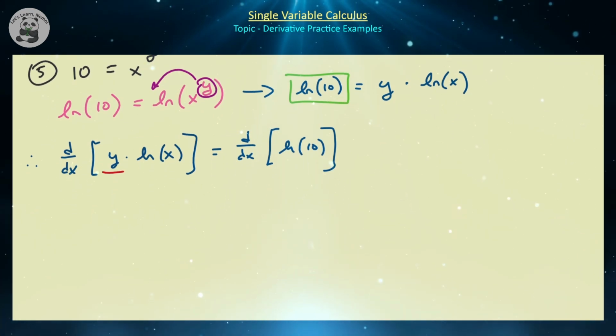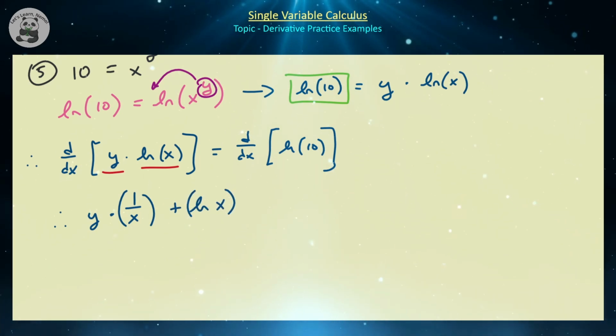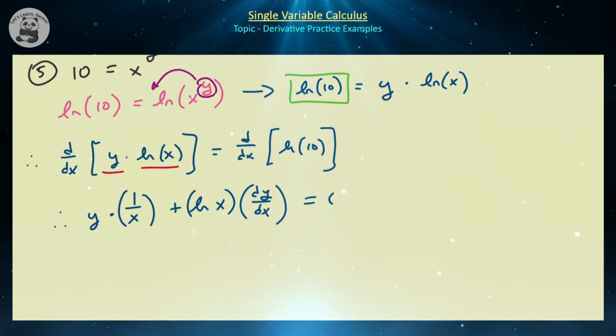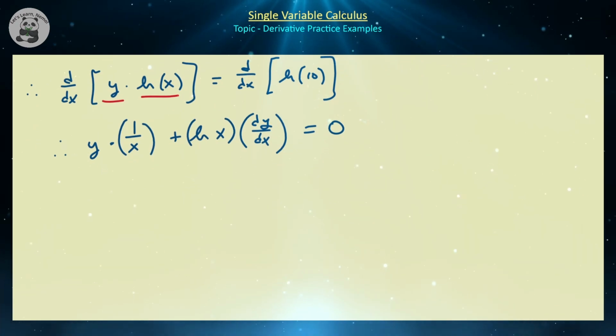So over here we have a product rule: first derivative second plus second derivative first. The first derivative of natural log is 1 over x, so first derivative second plus second. And then let's do dy over dx, derivative first, and that's going to be equal to the derivative of a constant, which is 0. So I'm just going to move that to the right-hand side and then divide by the natural log of x.